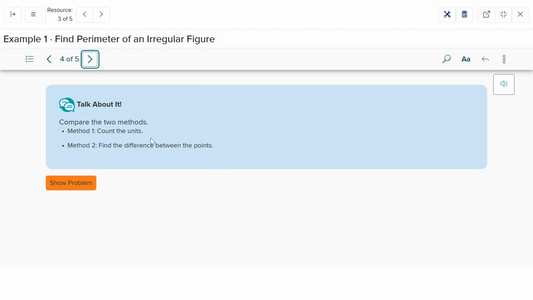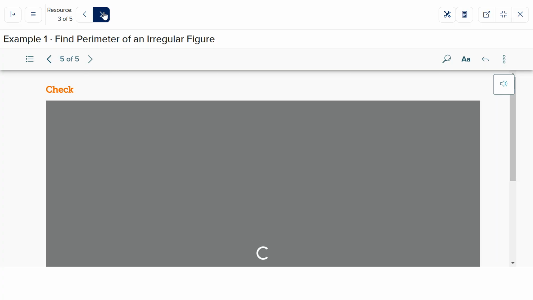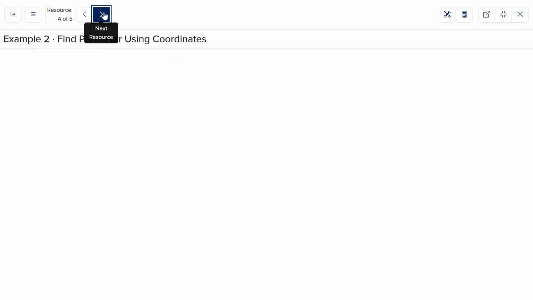Now, sometimes you may have situations where there are diagonals, and if you do have diagonals, that kind of eliminates method 1. Counting the units doesn't really work super well with that. You would want to use method 2 instead. Do the check. And then we'll move on to example 2.